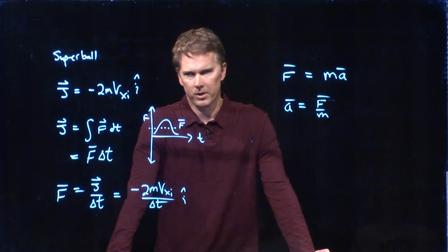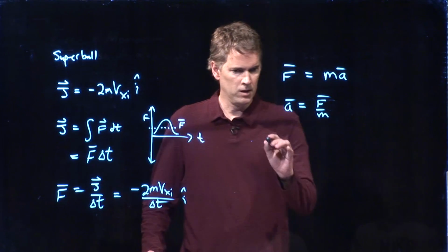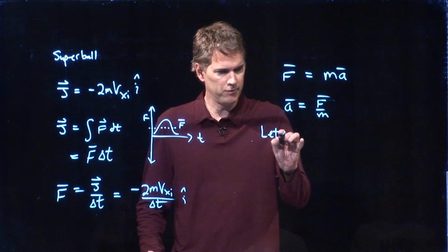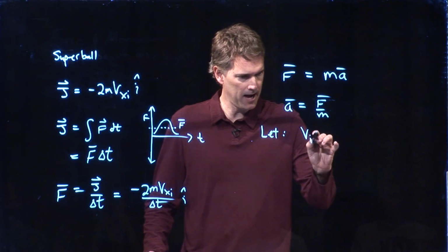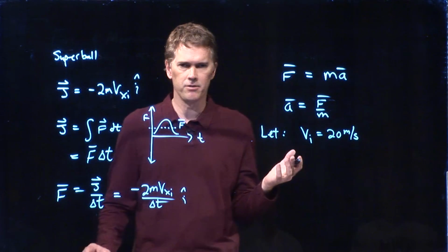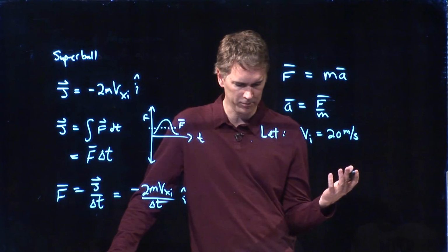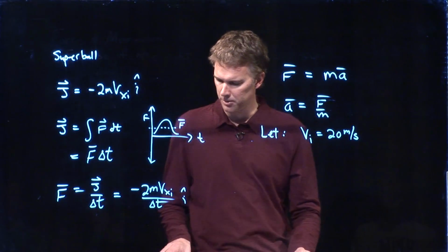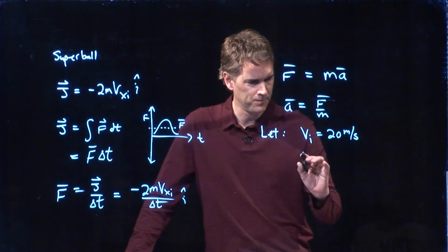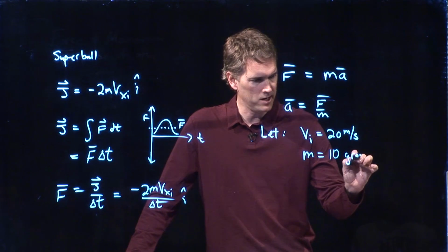And now at this point we can try some real numbers and let's see what happens. Okay? So let's go with the following. Let's say that VI is 20 meters per second. All right, that's a pretty fast-moving superball. Right? 20 meters per second is about 40 miles per hour, but you could throw something at 40 miles per hour. That's not too hard to do. What's m? M is, let's say, 10 grams.